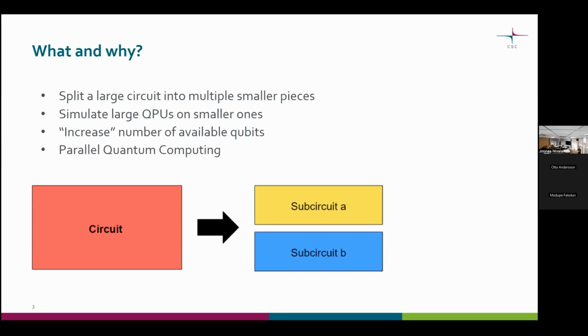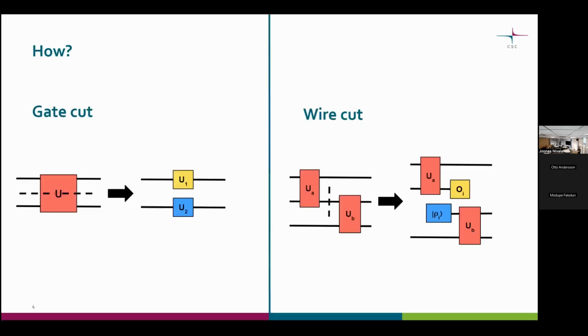This also has applications in parallel quantum computing, where you can distribute all of these smaller circuits to multiple different quantum computers and run them in parallel. So then one might ask, well, how do you do this? Circuit knitting can essentially be split roughly into two categories: gate and wire cuts. And they are very much what the names say.